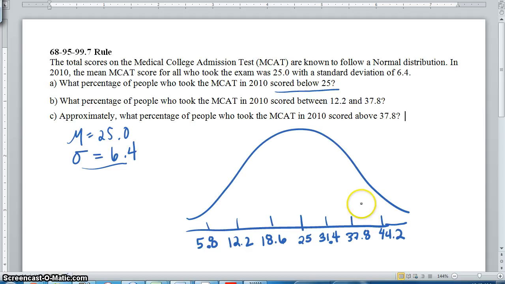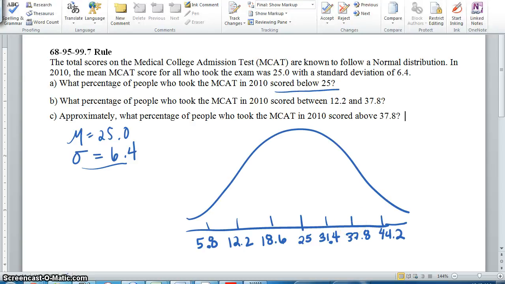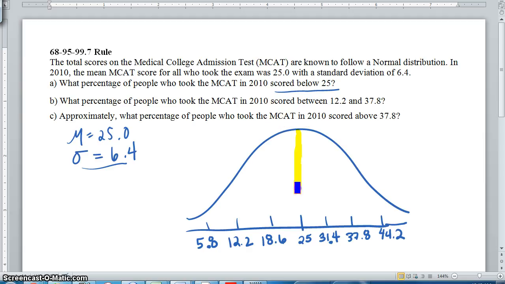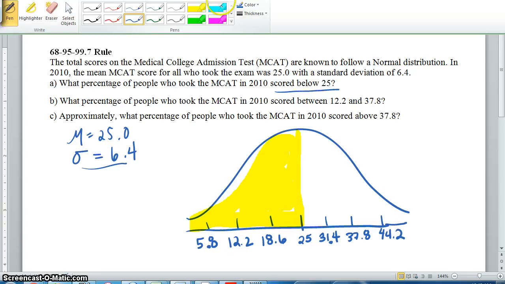So now that I've drawn my distribution, I want to always shade in the region that I'm curious about. So what percentage of people who took the MCAT in 2010 scored below 25? Well, I can easily find this. Let me get a different pen here. There we go. If I want to shade in this region, it's easily visible that this is going to be 50%.